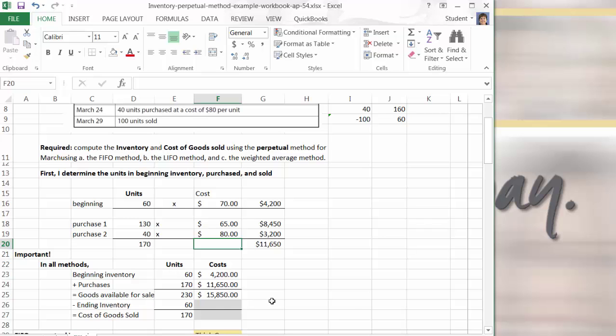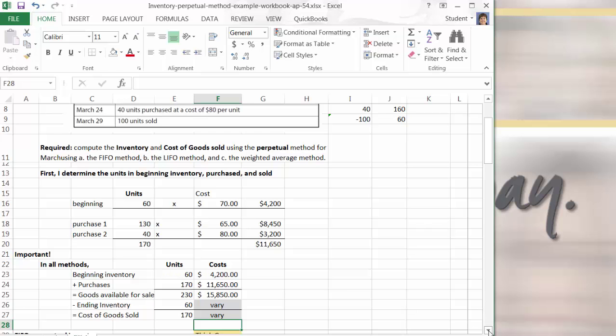So, putting this in a format for all the methods, we'll start out with beginning inventory of 60. We have purchases of 170. That gives us goods available for sale of 230. And our cost of goods available for sale will always be $15,850. In the end, we sold 170. We ended up with ending inventory of 60, gives us our units sold 170. These costs are going to vary depending on the method that we use. But the units and the cost of goods available for sale will not change.